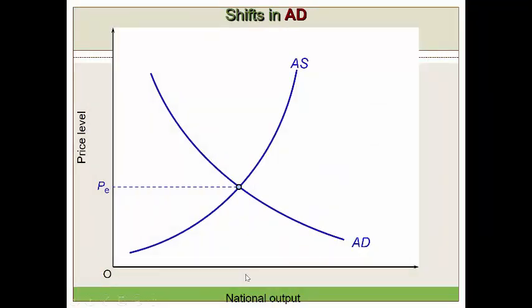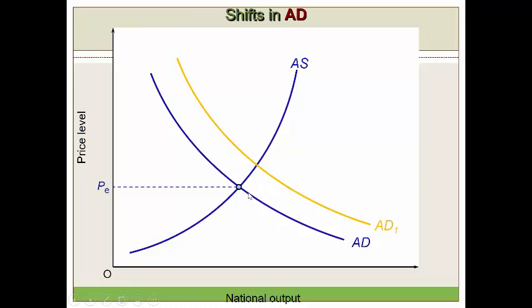Now, we also need to look at the shifts in aggregate demand and aggregate supply. Let's start with the aggregate demand shifts. Remember, price changes induce only movements along the curves. In this case, prices in the short run change, and these induce only movements along the curves in AS and AD. However, there are factors that shift the whole demand curve.